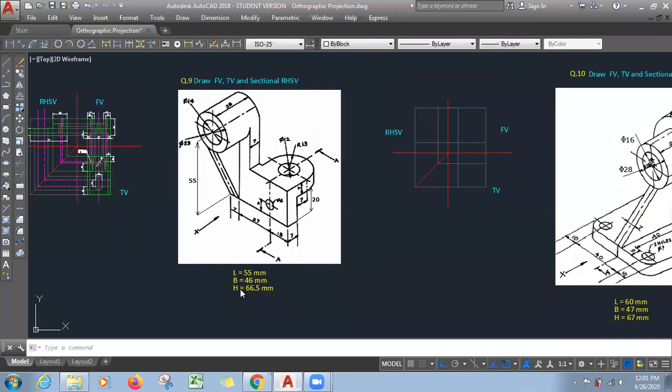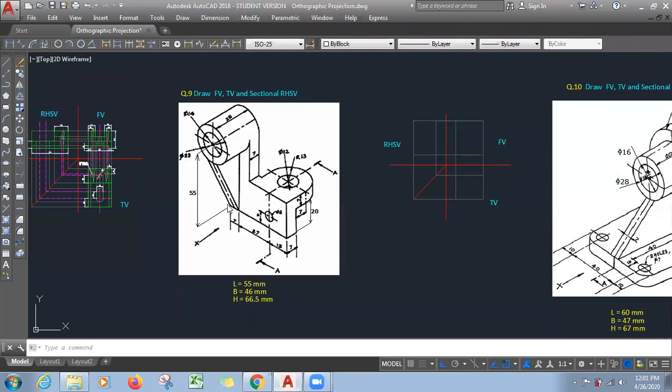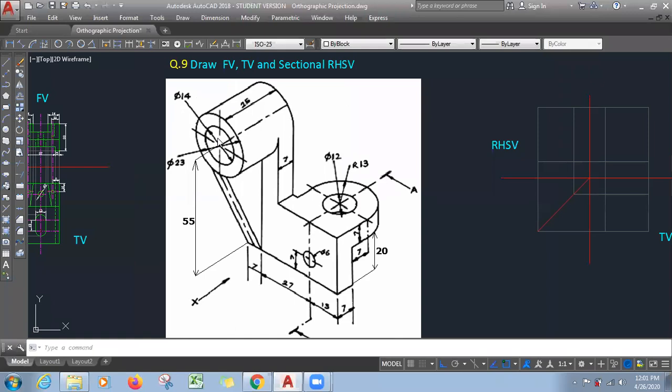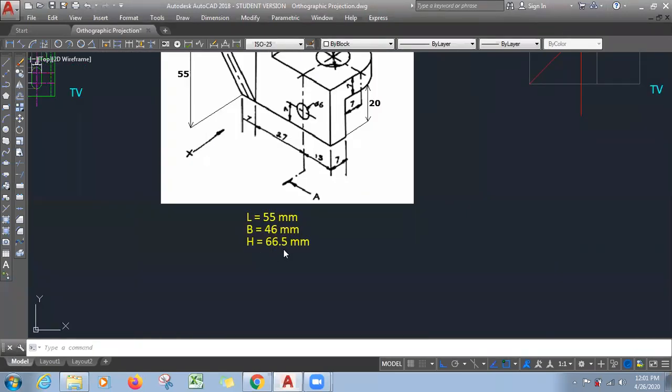Now in a similar way, see the height. From center to center the distance is given as 55 mm. Now from this point, the outer radius is how much? 11.5, as the diameter is 23. So 55 plus 11.5 is equal to 66.5, and the width is equal to 46.